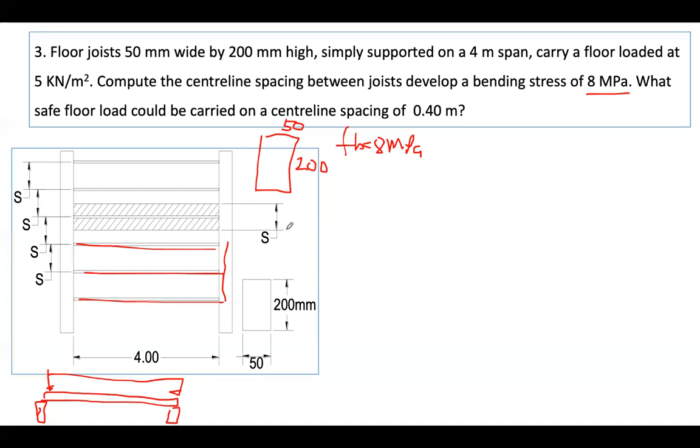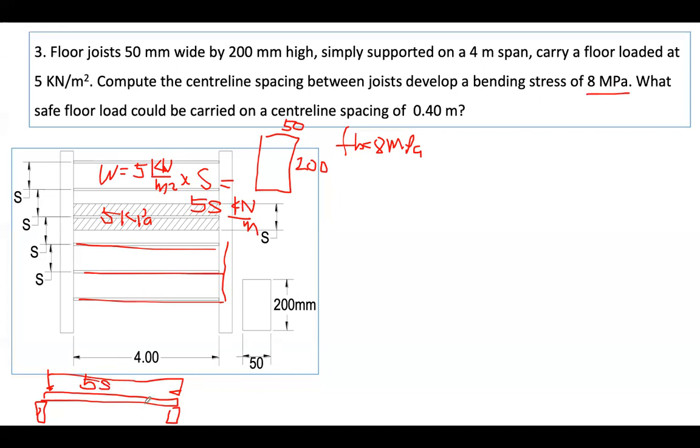So for the question to compute what would be the S, you have here 5 kilopascal as your load, or 5 kilonewton per square meter floor load. If you are going to multiply 5 kilonewton per square meter by the spacing, what would be the W? It will give you 5S. The unit now is kilonewton per meter. So this follows that this one is 5S, kilonewton per meter.